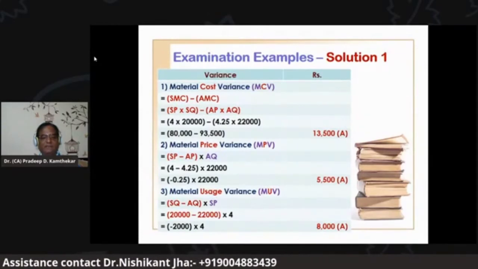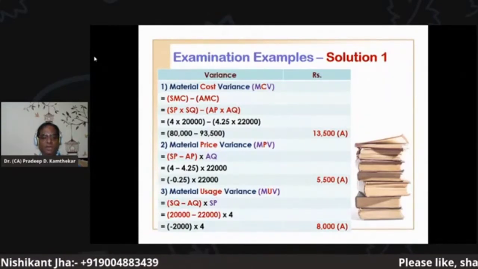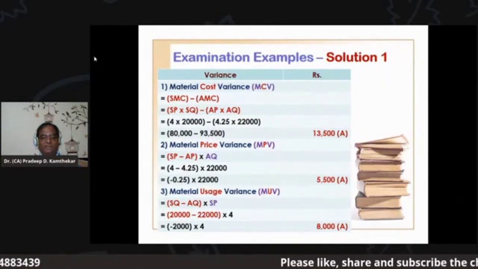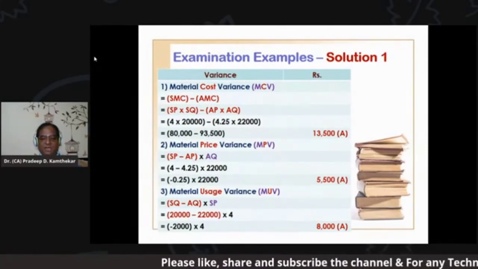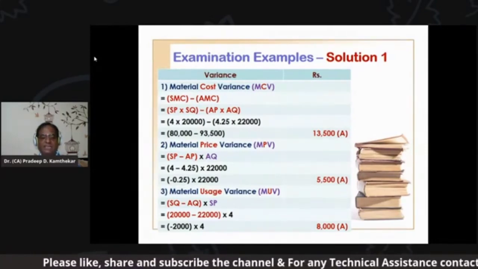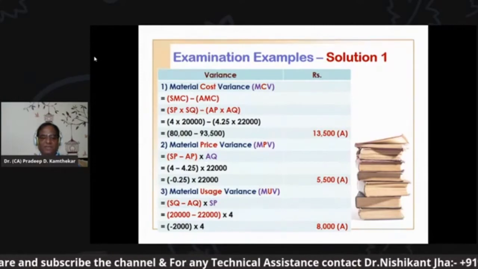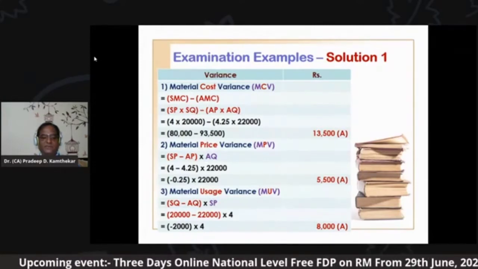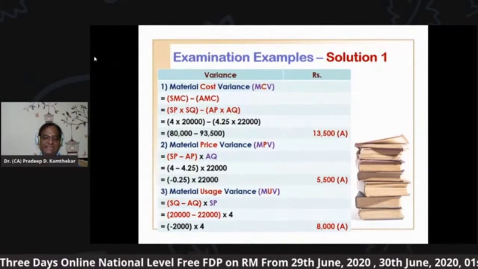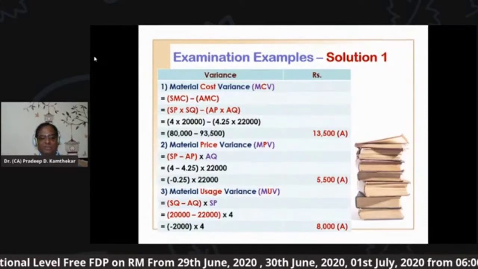Now let us see the bifurcation of these two. Material cost variance, we know, is further bifurcated into material price variance and material usage variance. Now let us see material price variance first. It is the difference between the prices. So what is price? Standard price minus actual price.